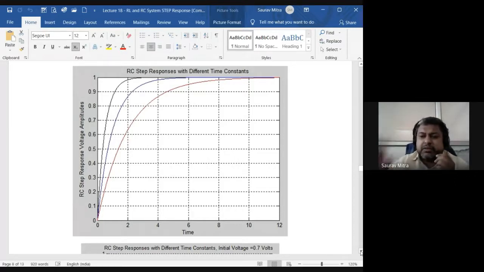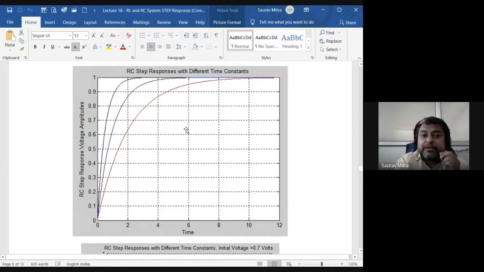Keep C constant. Here I have shown three systems, keep C constant for all three. So for the black, the R value is small, for the blue the R value is medium, and for the red the R value is big. So in the previous case, the RL circuit, it was reverse, but in the RC circuit, the more the value of R, the more the value of time constant, the more time taken for the waveform to go to the steady state. What does steady state mean?